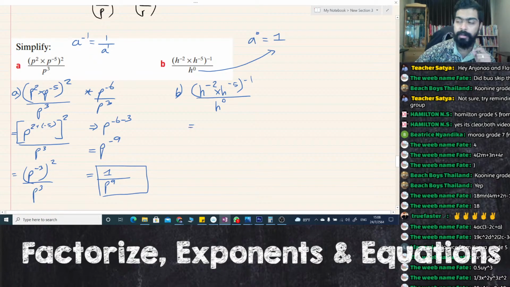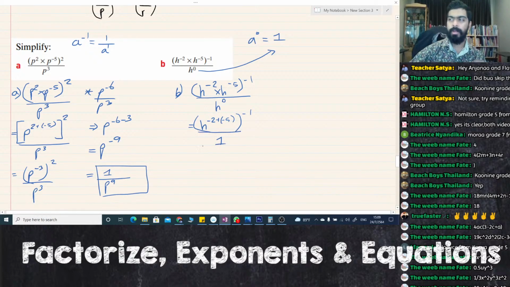Now let's go ahead and solve inside the bracket. So we have h to the power of negative 2 plus negative 5, and all of this raised to the power of negative 1, and over 1, right? Anything raised to the power of 0 is 1.